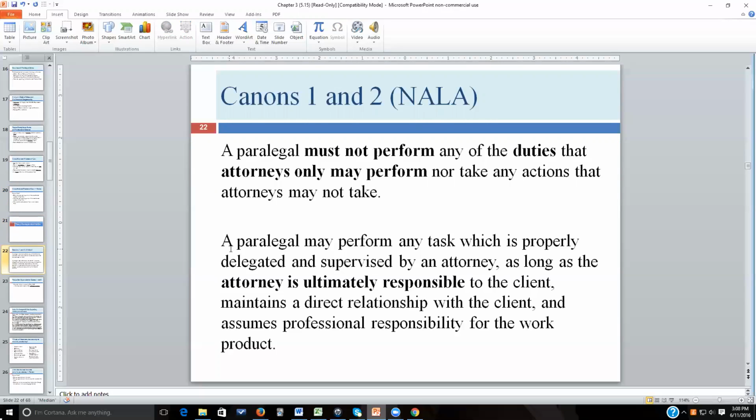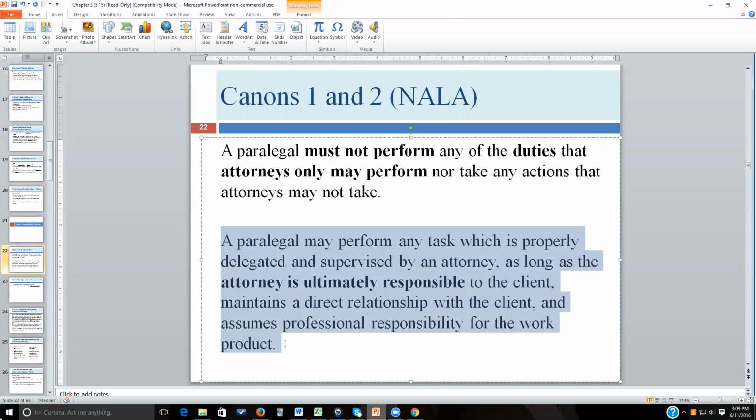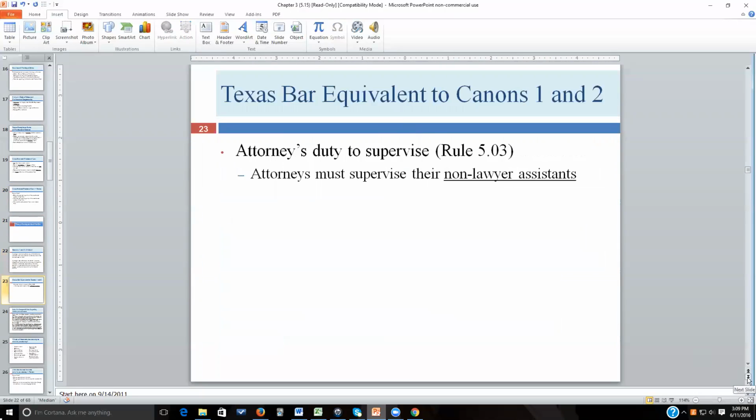Let's look at canon 2. A paralegal may perform any task which is properly delegated and supervised by an attorney, as long as the attorney is ultimately responsible to the client, maintains a direct relationship with the client, and assumes professional responsibility for the work product. So we have here that specifically delegated substantive legal work. So we have here what paralegals can't do, and then what paralegals can do. And again, this is the meat. This is a good explanation about what paralegals are going to be doing. So this is what NALA says about these two topics.